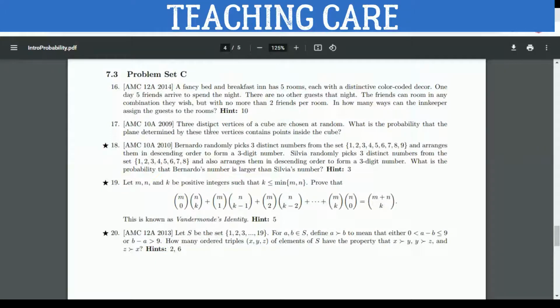Question 17. It was asked in AMC 10. 3 distinct vertices of a cube are chosen at random. What is the probability that the plane determined by these 3 vertices contains points inside the cube? It's 8 choose 3, right? It's 8 choose 3, 56. You are saying the answer? Just give me a second. 8 choose 3, right? No, no, no. One minute, one minute. I'm just getting it.